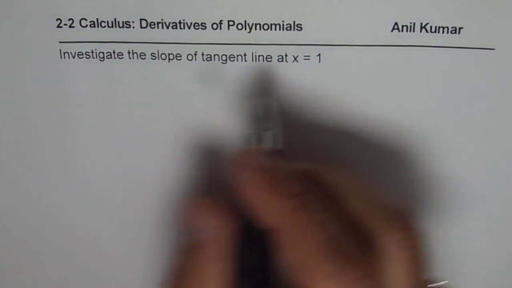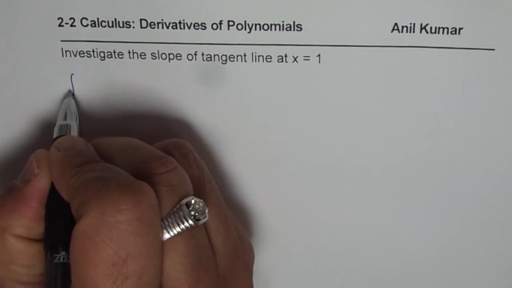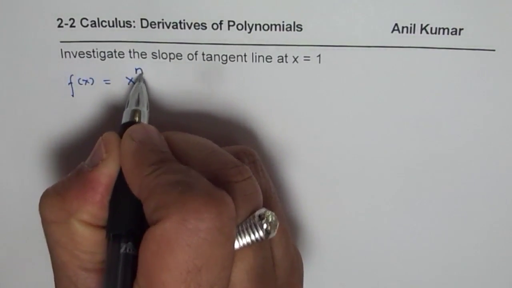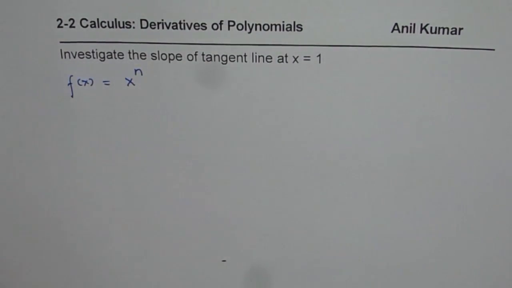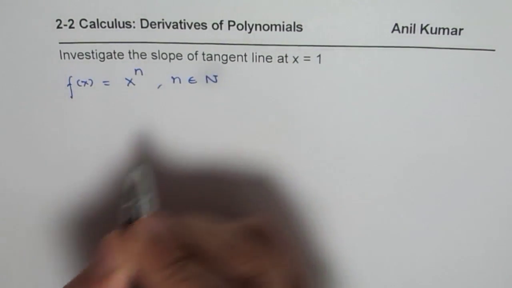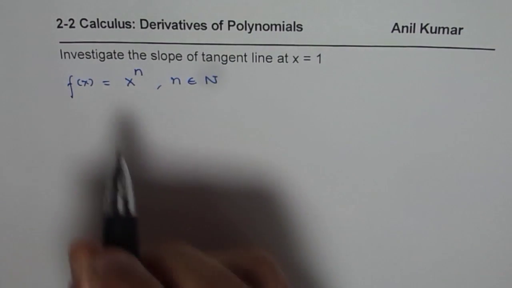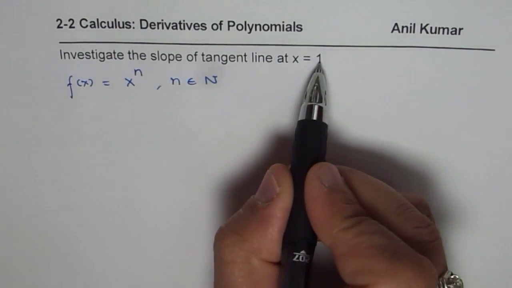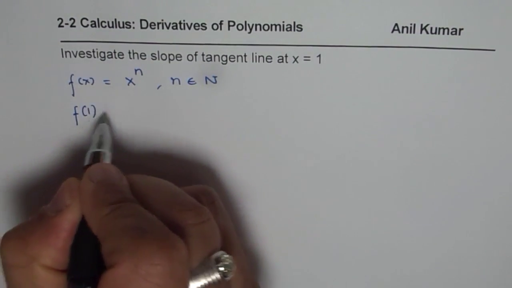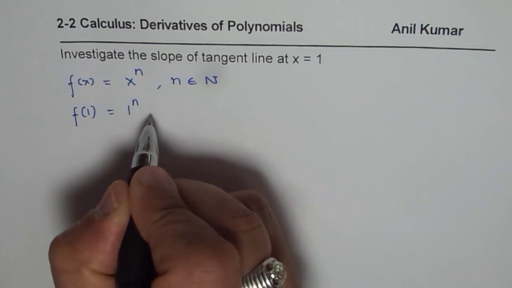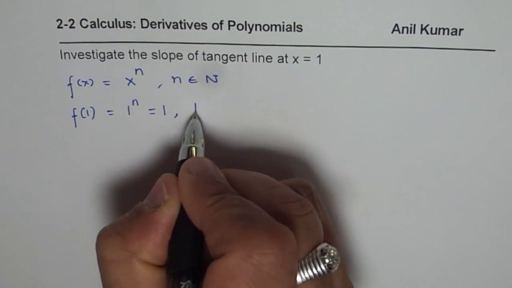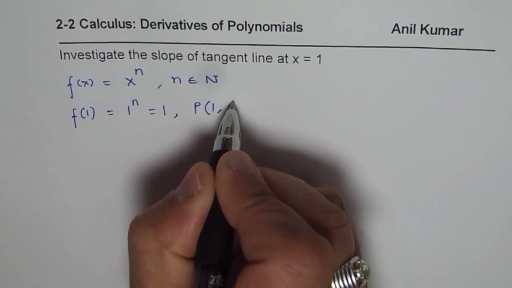Let me take a parent polynomial function. Let us say f of x is equal to x to the power of n. That is the parent polynomial function, where, as you know, n belongs to the set of natural numbers, right? So that is the function. We'll consider the point where x is equal to 1. So if x is equal to 1, then f of 1 will be equal to 1 to the power of n, which will always be 1. That means the point which we are considering is (1, 1), right?